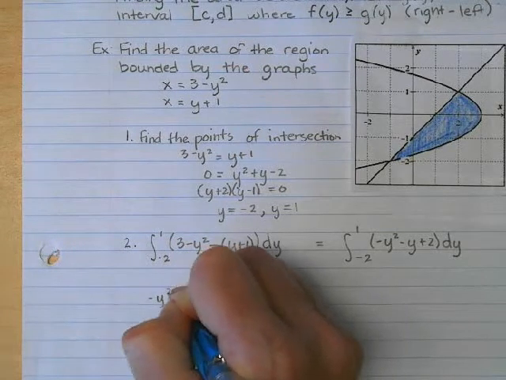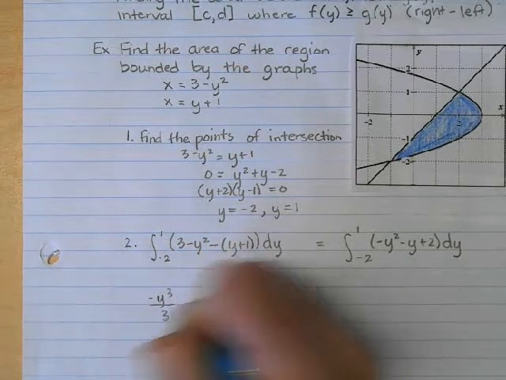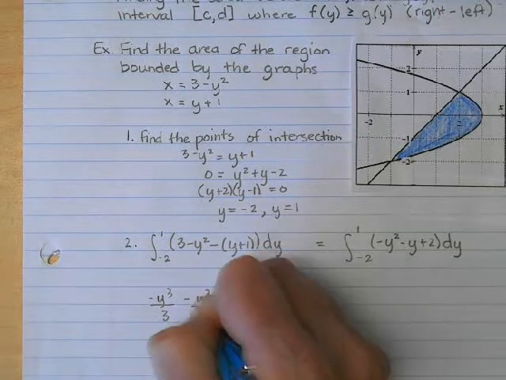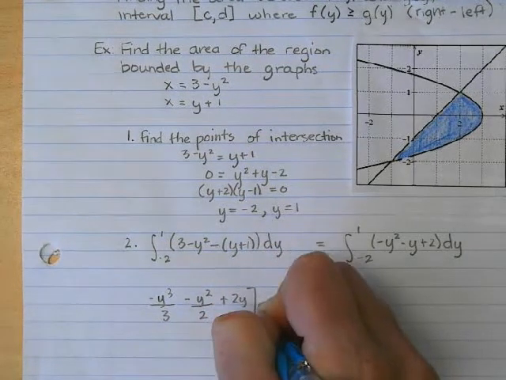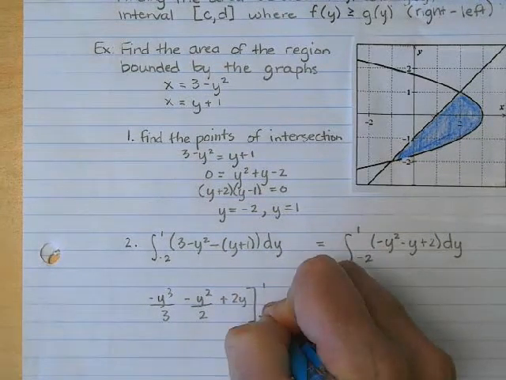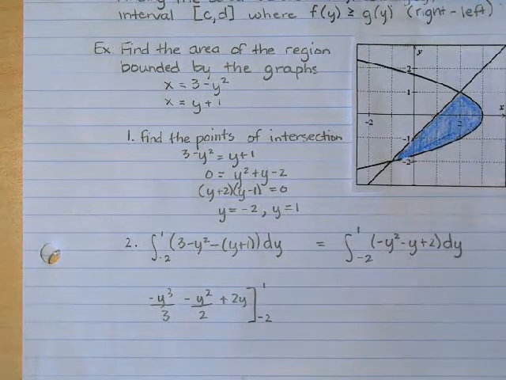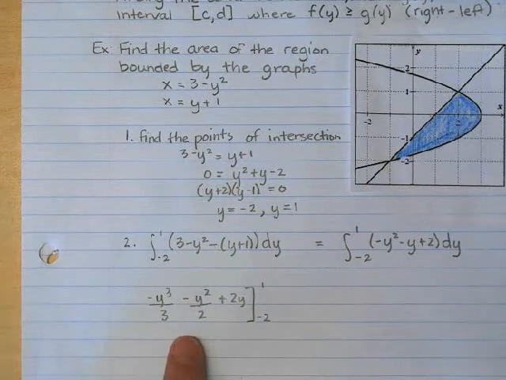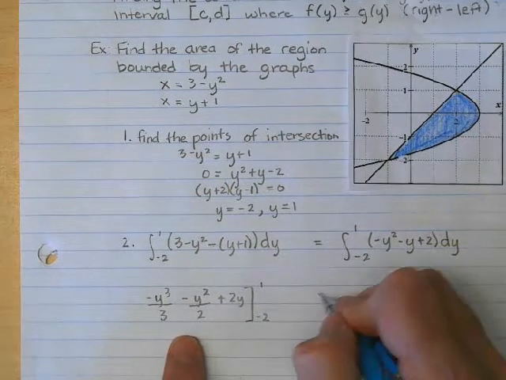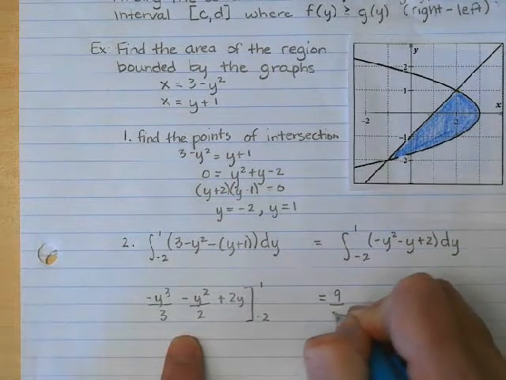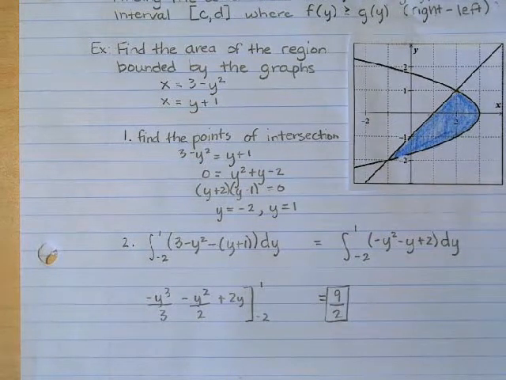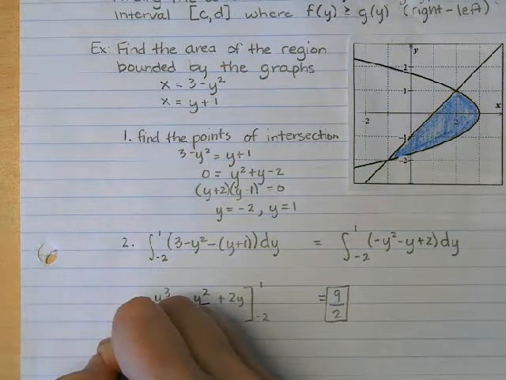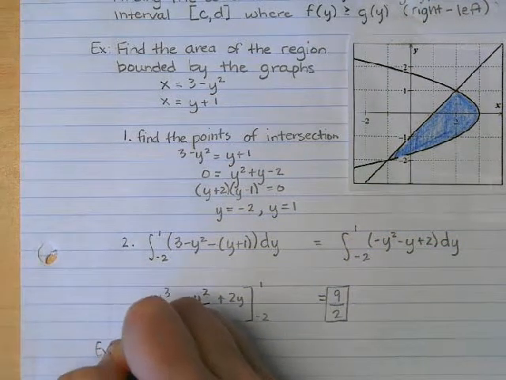So we're going to get y cubed over 3 minus y squared over 2 plus 2y, and we're going to evaluate that at 1 and negative 2. You can go through all that work if you would like to, but I will just tell you it is going to equal 9/2. So that's it if it goes sideways. Let's look at a different one.